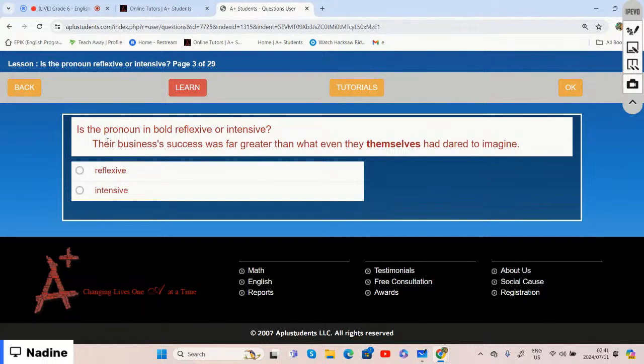All right. The business's success was far greater than what even they themselves had dared to imagine. So their business's success was far greater than what even they themselves had dared to imagine. So we need to say if that is a reflexive pronoun or if it's an intensive pronoun.